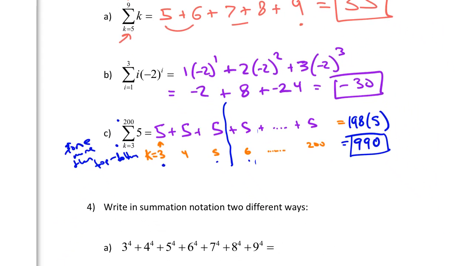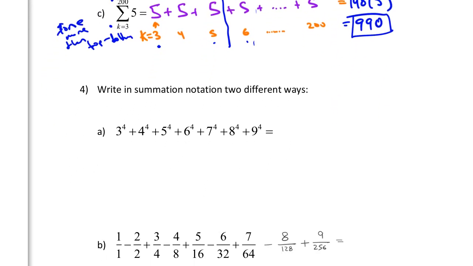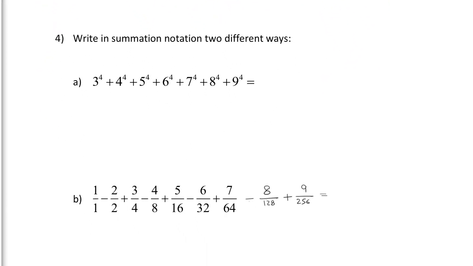There we go. All right, almost done here. Last two problems. We're actually going backwards. We're going to write in summation notation. So here we just have to try to find the pattern. Okay. And it says to write it in two different ways. We're going to talk about why and how you could do that.